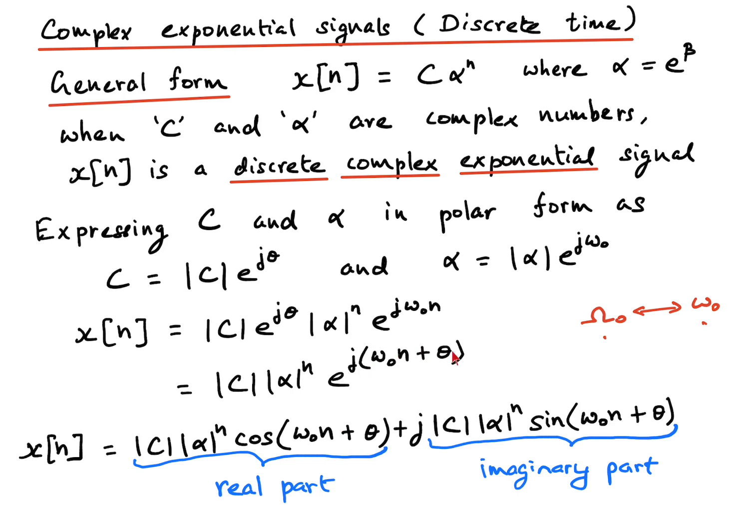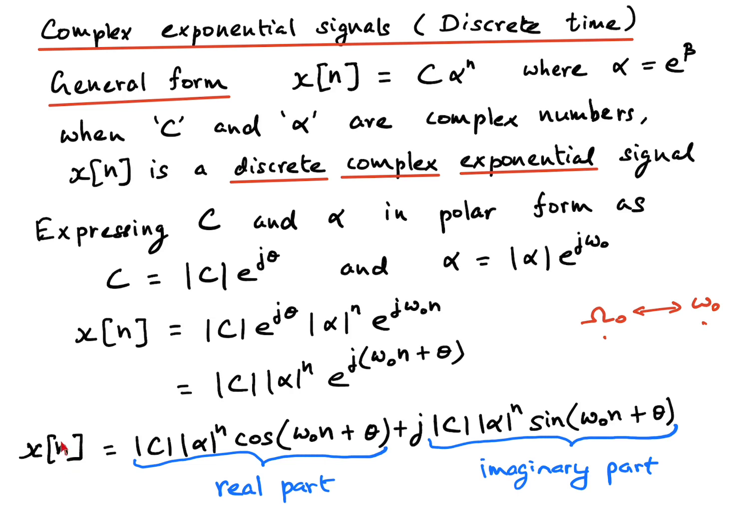So in place of x we have omega naught n plus theta. So we get with this term cosine omega naught n plus theta plus j times, again the multiplying term, sine omega naught n plus theta. And because it's a complex signal, we have a complex number in rectangular form now. It's a plus jb form, right? So we have the real part and the imaginary part of this complex signal in the discrete case.